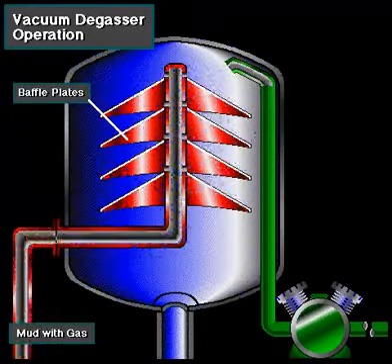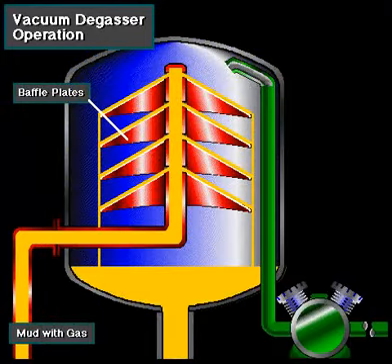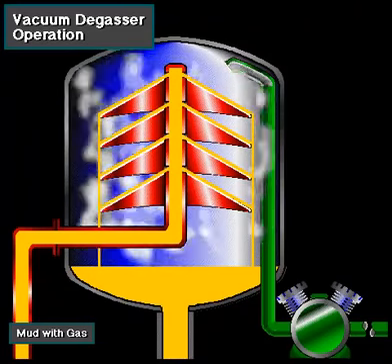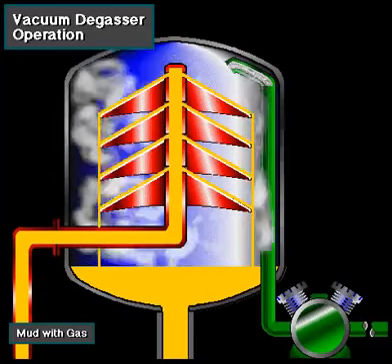In a vacuum degasser, mud with gas in it enters at the top and spills out over several baffle plates, a spreader. Spreading out the mud presents a large surface area for the gas to break out.